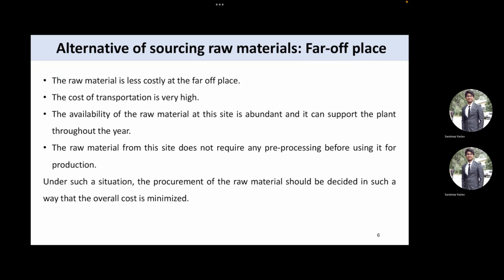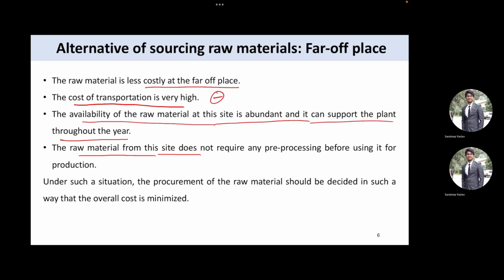Let's see another option, that is the alternative of sourcing raw material from a far place. In that case, the raw material is less costly at a far place. The cost of transportation is very high, that is a negative point, and the availability of raw material at this site is abundant and it can support the plant throughout the year. The raw material from this site does not require pre-processing before using it for production. So these are some factors for the far place and the nearby place.